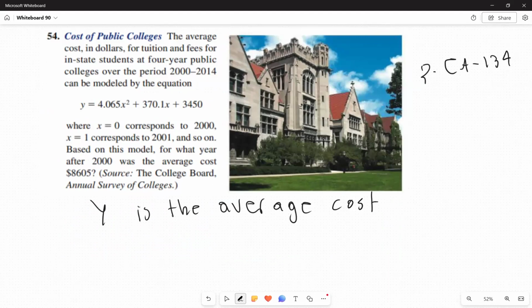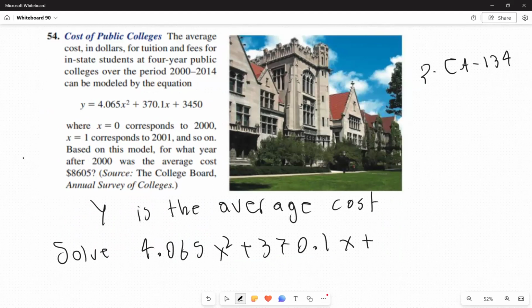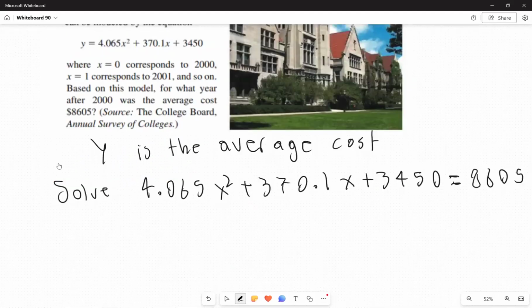So we need to solve 4.065x squared plus 370.1x plus 3,450 equals 8,605. We're going to write the equation in standard form. And I can tell you since now that you cannot solve this equation by factoring. We'll need to use the quadratic formula. So subtract 8,605 from both sides.